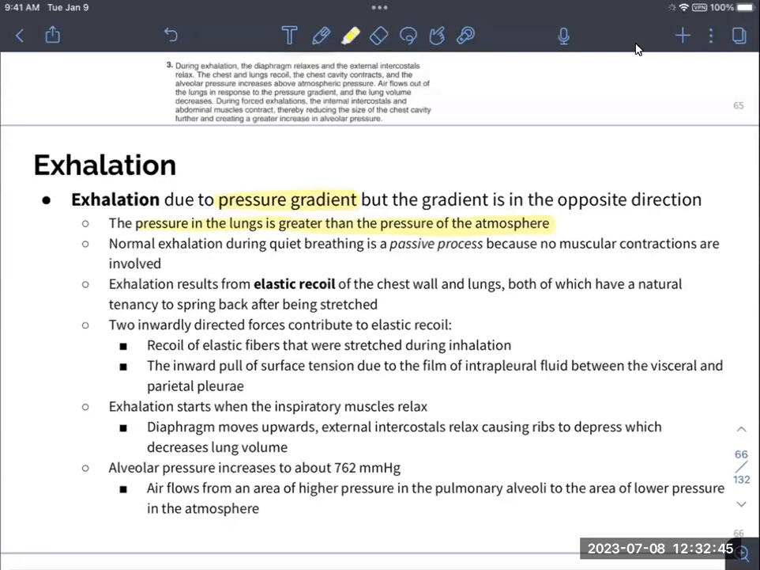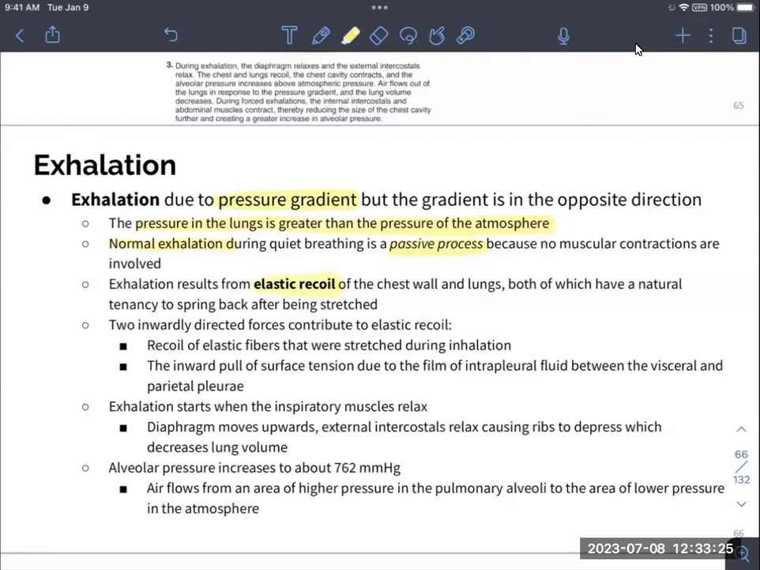This is a pretty passive process during normal exhalation. So when you breathe out, normally it's a pretty passive process. There's no muscle contractions involved. There's just muscles relaxing back down. Because that diaphragm relaxes, because those external intercostals relax, that chest wall is going to recoil. So it's going to go back to its normal size. Those lungs are going to go back to their normal size, which causes air to move out.